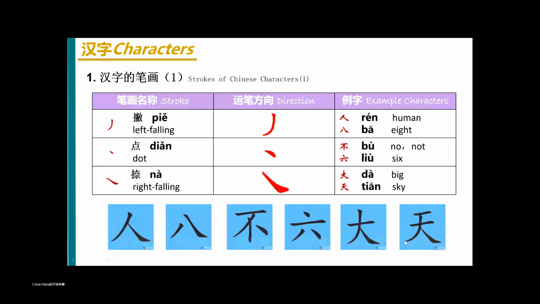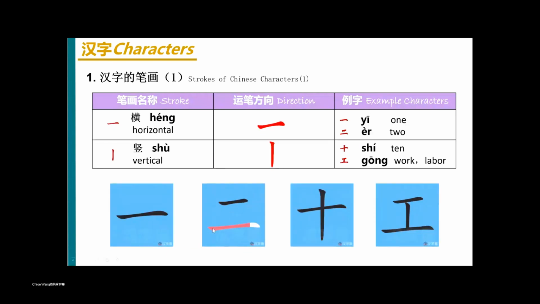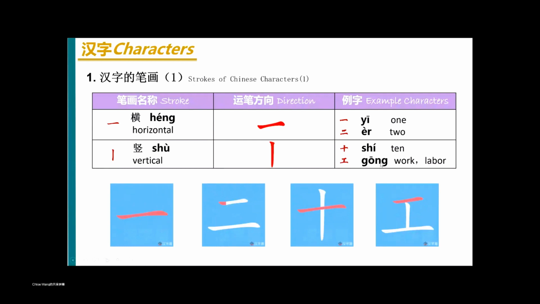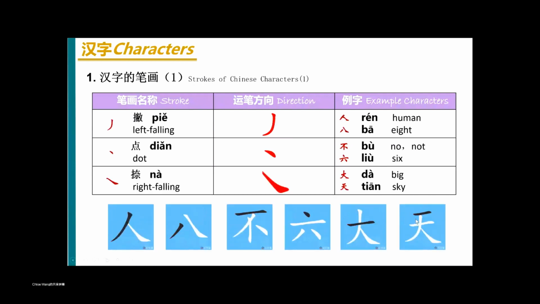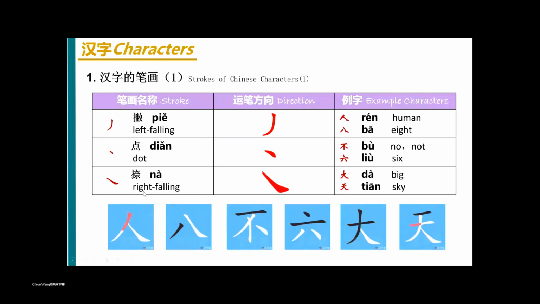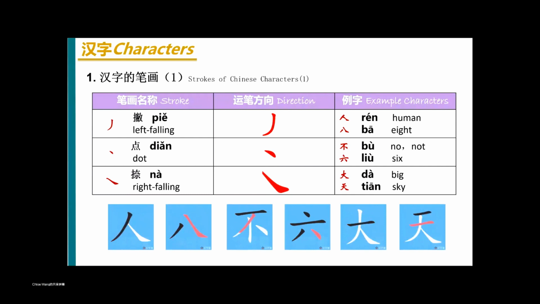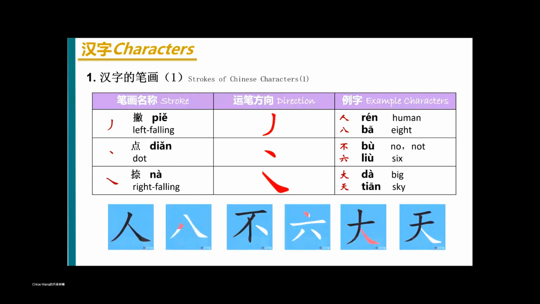天, 天. 天 means sky. If you still remember the character we practiced here, 二, then you might notice 天 is the combination of 二 and 人, and that's the interesting part of a Chinese character. Some combinations make a new character.